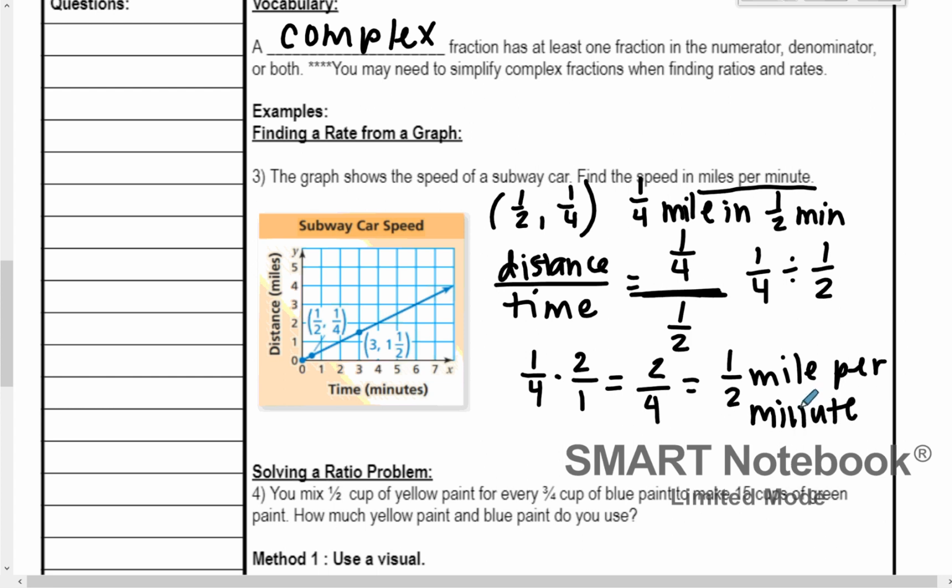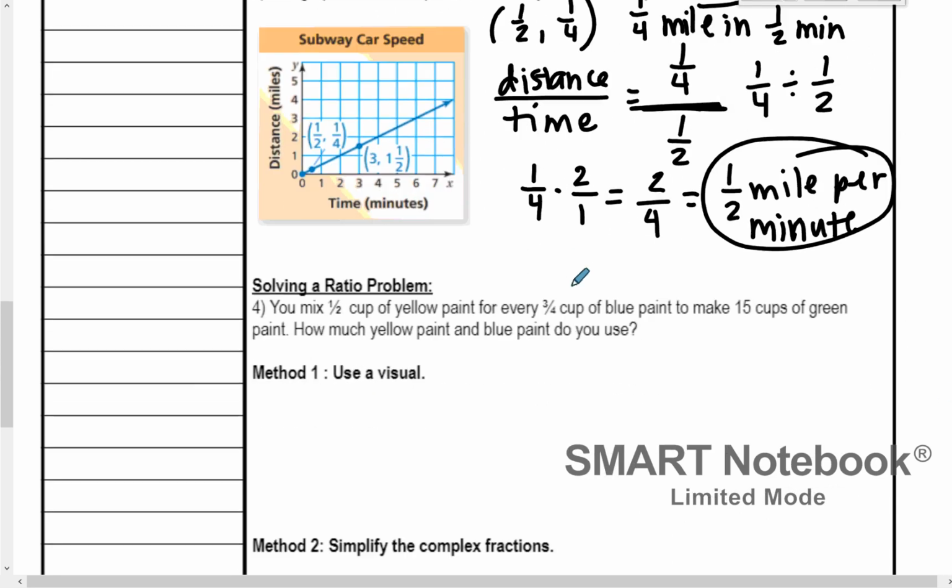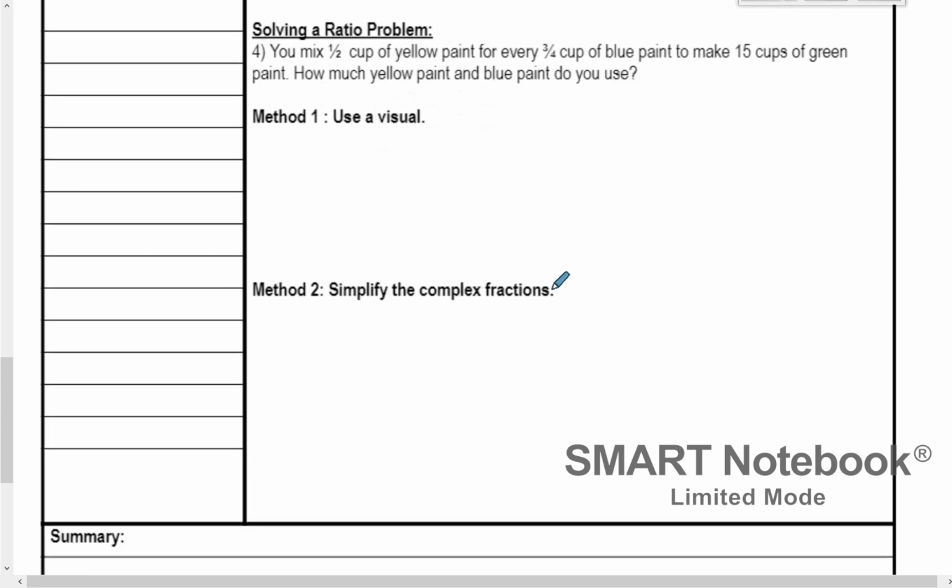Okay. Again, like I said, we are learning this skill for when we have tougher numbers. This one would be easy to do mentally, but we'd have to be able to show this work. All right, last problem. We're going to solve a ratio problem, like a word problem. So you mix half a cup of yellow paint for every 3/4 cup of blue paint to make 15 cups of green paint. How much yellow paint and blue paint do you use?